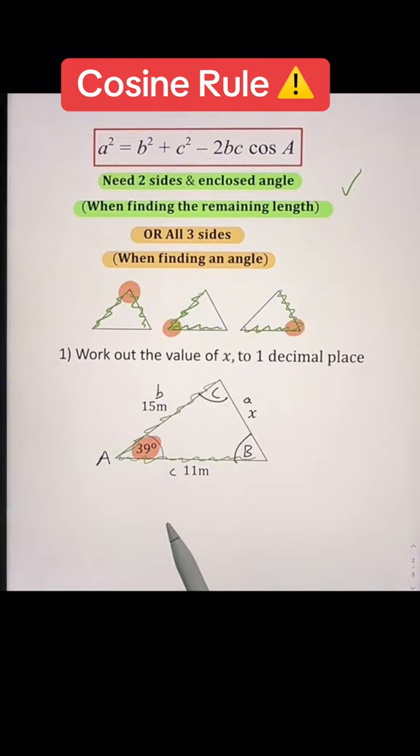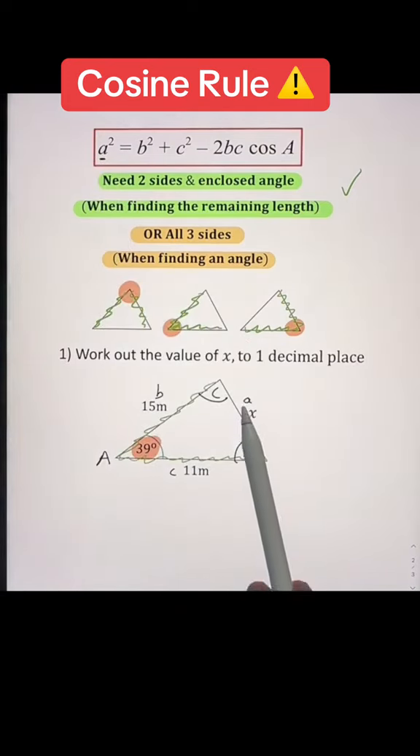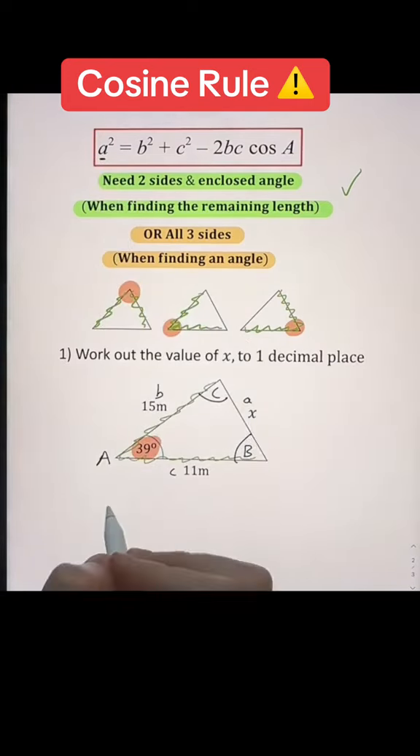Now that I've labelled my triangle, I can substitute into my cosine rule. On the left-hand side, here I want a squared. Well, a is always the length I'm finding. So in this case, a is the length I'm finding, which is x. So on the left-hand side, as I have a squared, I'm going to have x squared.